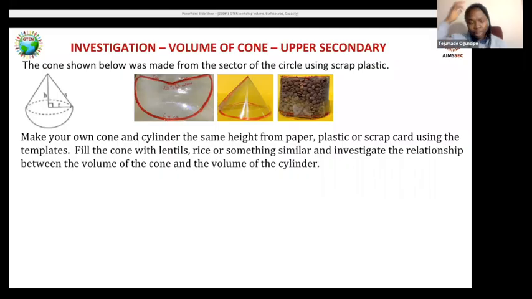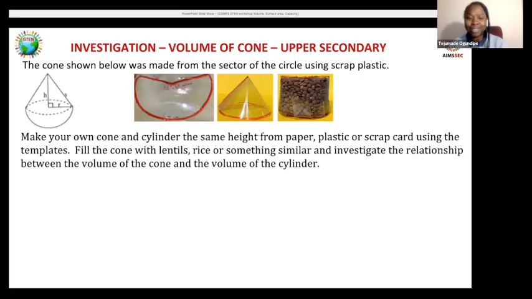From the circle, you cut out, you can see the image that is there, and we have 216 degrees for that angle. What you need to make sure is that the paper you are using has the same height as the cylinder that you are going to use. So make your own cone and cylinder the same height from paper. You can make it from plastic, or use scrap card and the templates.